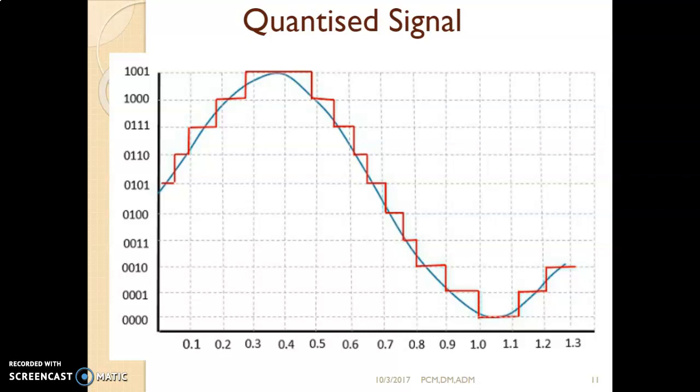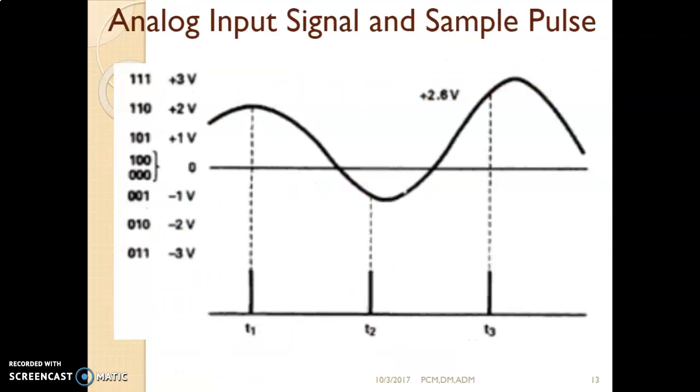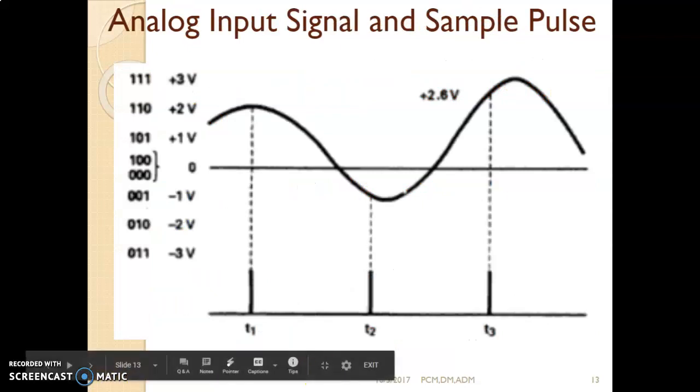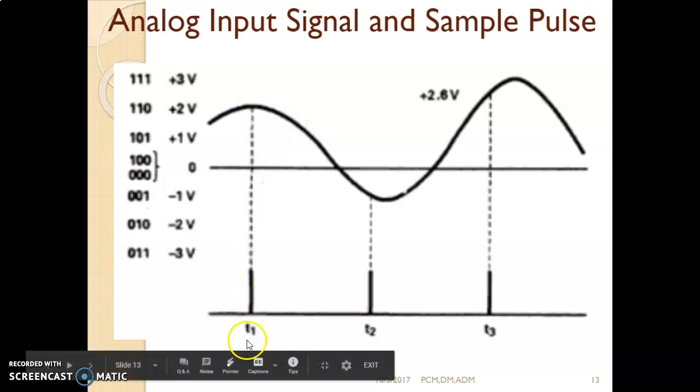And even while quantizing, we are talking about recovery. If the magnitude is smaller, the resolution is smaller, then we have a quantized signal which will have the same shape as the analog signal. Here we are considering an example, a random signal, which is sampled at an interval of T1, T2 and T3. The complete signal is sampled only in three intervals, T1, T2 and T3, and you can see this is the sampled signal at the interval of T1, T2 and T3.